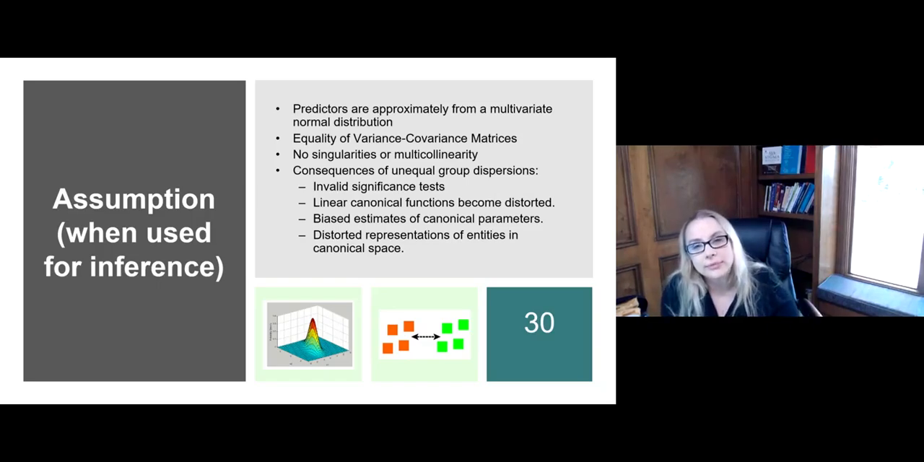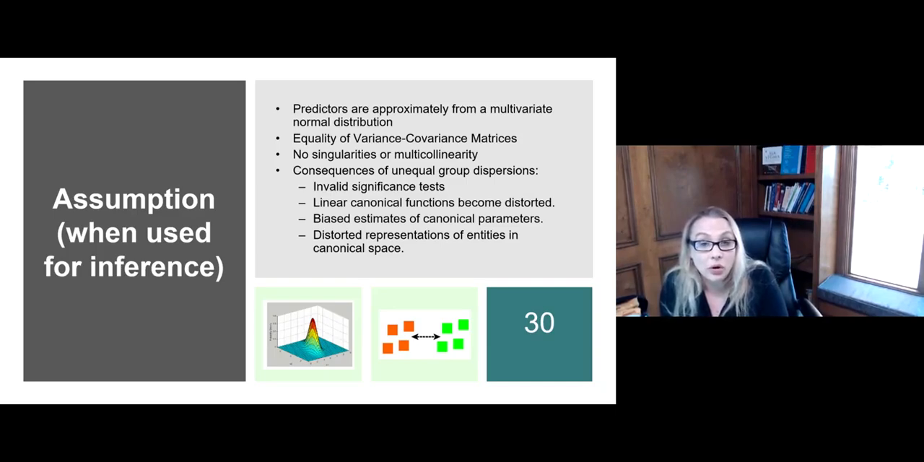Now, what are the assumptions used for inference? And again, this is important to note, as we have talked about before. When you're applying it for prediction purposes, then the assumptions are not relevant. But if we are making an inference from these results, then making sure that we adhere to the assumptions will be critical. So the assumptions: the predictors are approximately from a multivariate normal distribution.